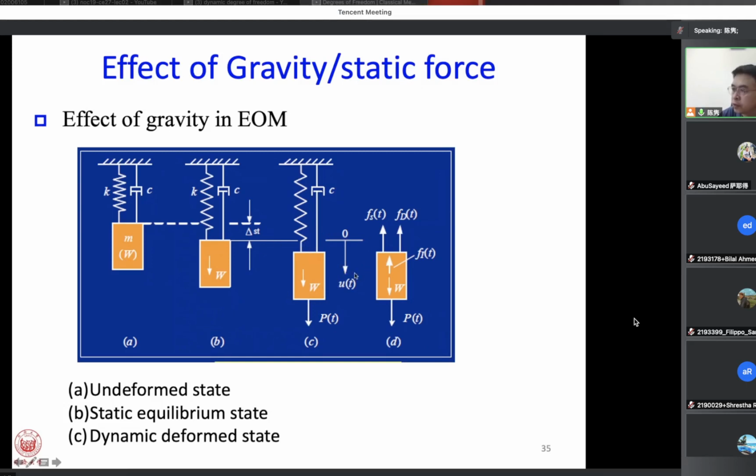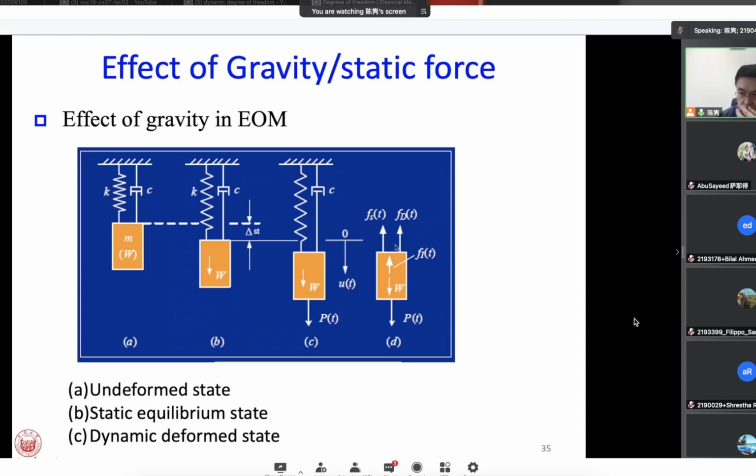And then we cut free this system here. Then we draw all the forces applied to this system. You can see we have the external force, which is p(t), and you have the gravity force, which is W, and you have the restoring force, which is back to the original position, so the direction should be this way. So this is a dynamic restoring force here. And this is the damping force. The damping force also pushes the structure back to the original position, so it should be this direction.